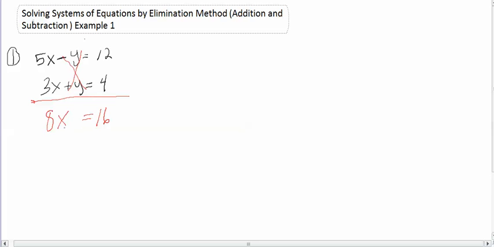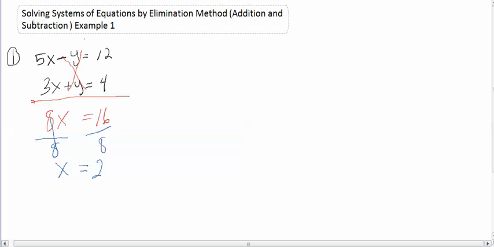Just like when you're solving any equation, we have 8x, but we don't want 8x, we want 1x, so we're going to divide both sides by 8. 8 over 8 is 1, so I have 1x. 8 will go into 16 2 times. So I have my x is equal to 2.